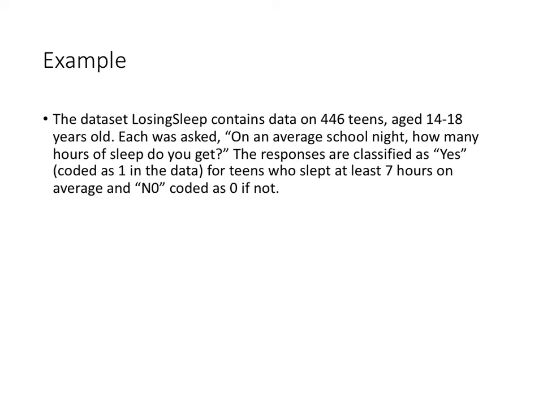Okay, so the first example that's in the text is a data set called Losing Sleep, and it contains data on 446 teens aged 14 to 18 years old. Each was asked, on an average school night, how many hours of sleep do you get? And what the researchers did is they looked at teens who slept at least 7 hours, and if that was the case, they were marked as yes and then coded as a 1 in the data set. And if they didn't sleep at least 7 hours, they were marked as no and coded as 0.